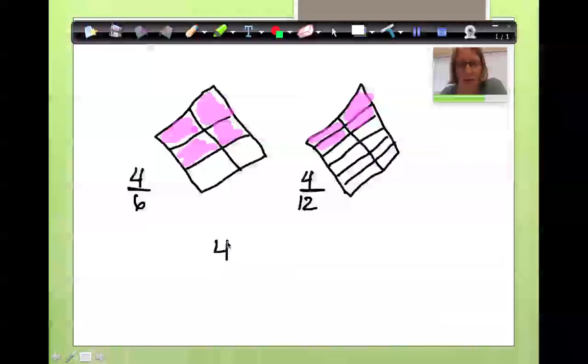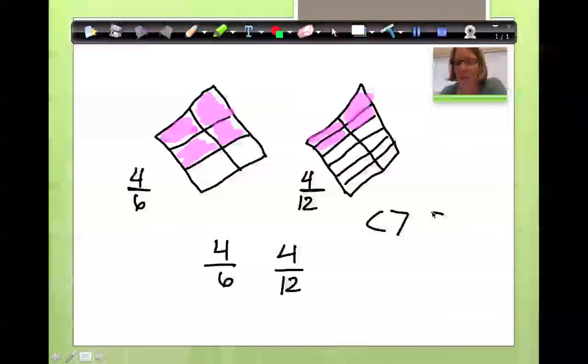Okay, now let's compare them. So we're going to write them over here. Now we can use less than, greater than, or equal. Crocodile eats the larger piece. The larger piece is obviously this one because I drew them about the same size so I could tell. There we go. So now let's read it. 4/6 is greater than 4/12. Okay?